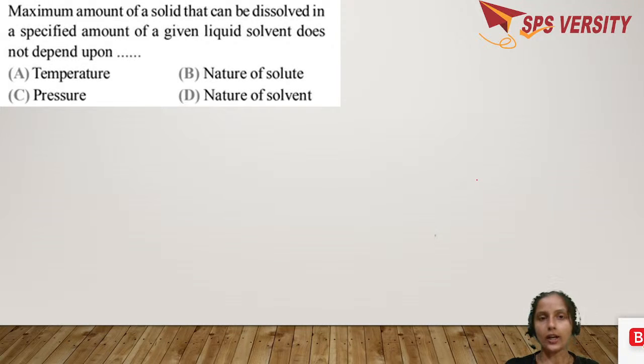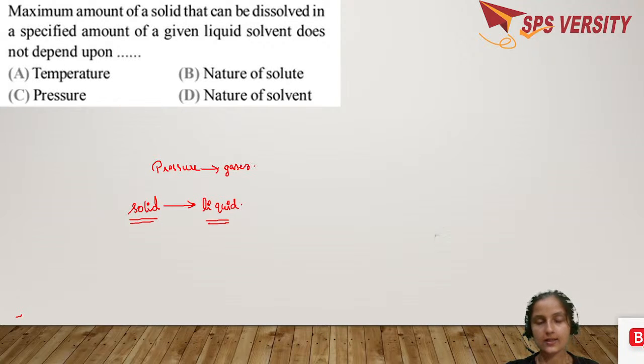See the system, you're dissolving a solid in a liquid. If you're dissolving the solid in the liquid, both are least affected by pressure values. Pressure is applicable when you talk about gases. Liquids and solids are not compressible by the application of pressure. These are least affected by the value of pressure. So the correct answer would be option C.